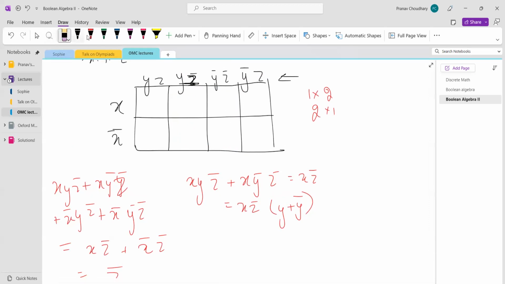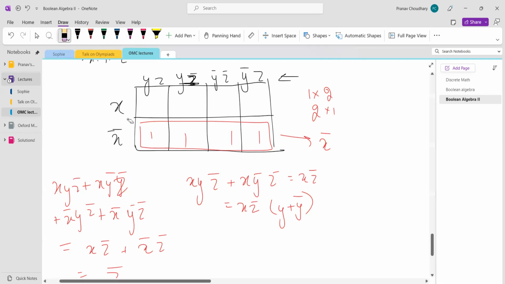And another thing which you can see is a whole row filled. If all these 4 are ones, then this thing will just be X conjugate. You can try to do it manually: YZ plus YZ conjugate combines and gives Y, and this gives Y conjugate. So yeah.